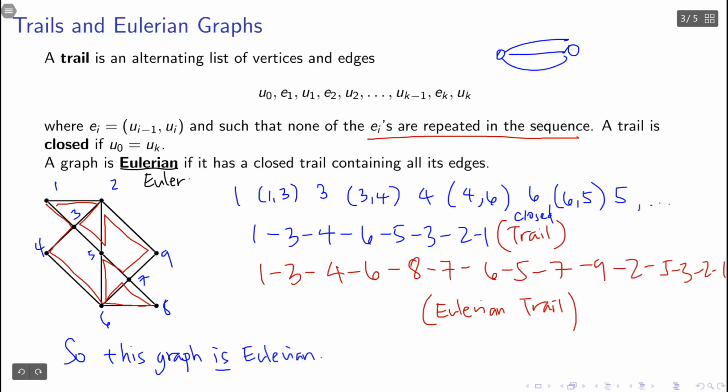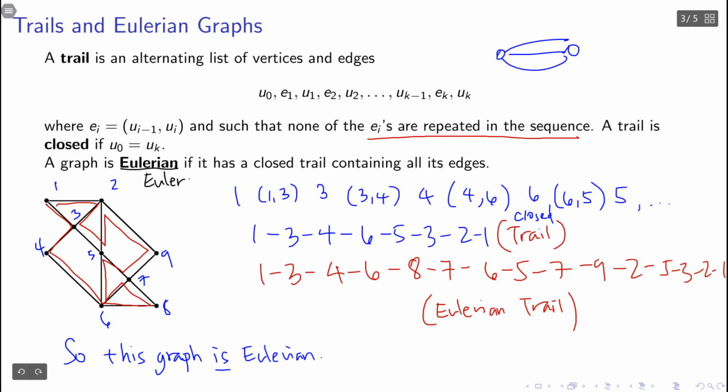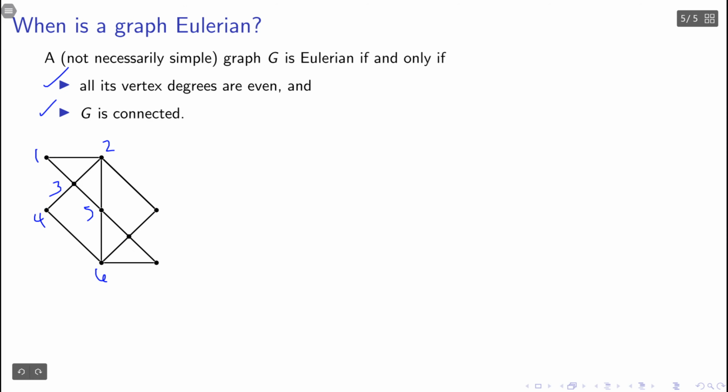So how did I number this? 1, 2, 3, 4, 5, 6, 7, 8, 9. Okay. Now the degrees of each vertex are: degree of 1 is 2, because you have 2 edges there. Degree of 2 is 4. Degree of 9 is 2. It's 4. It's 2. It's 4. 4. 4 and 2.